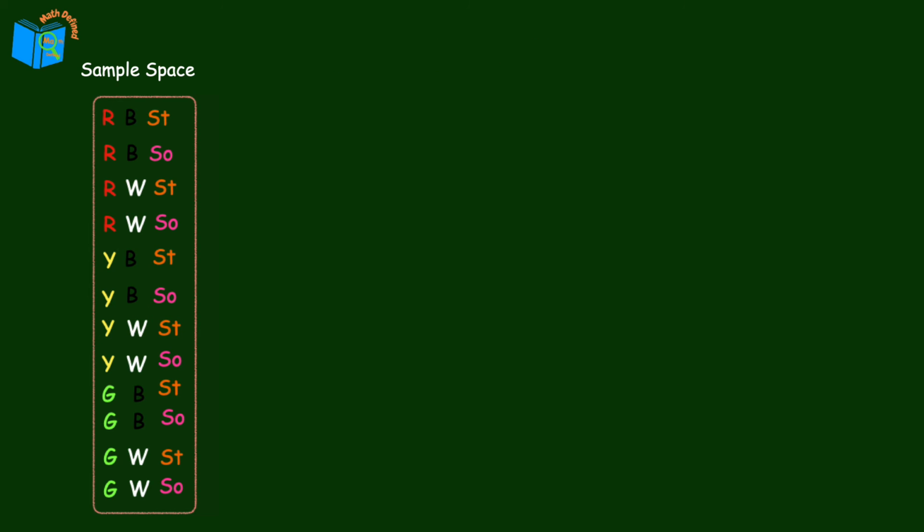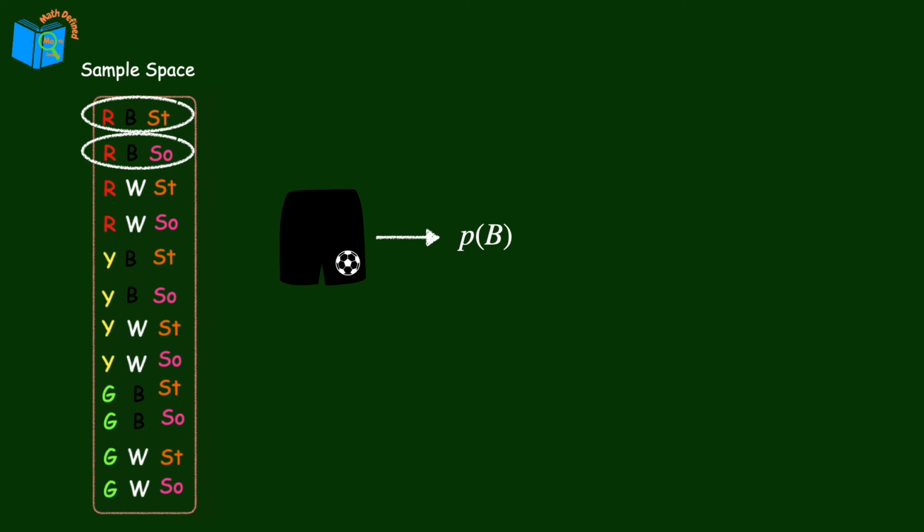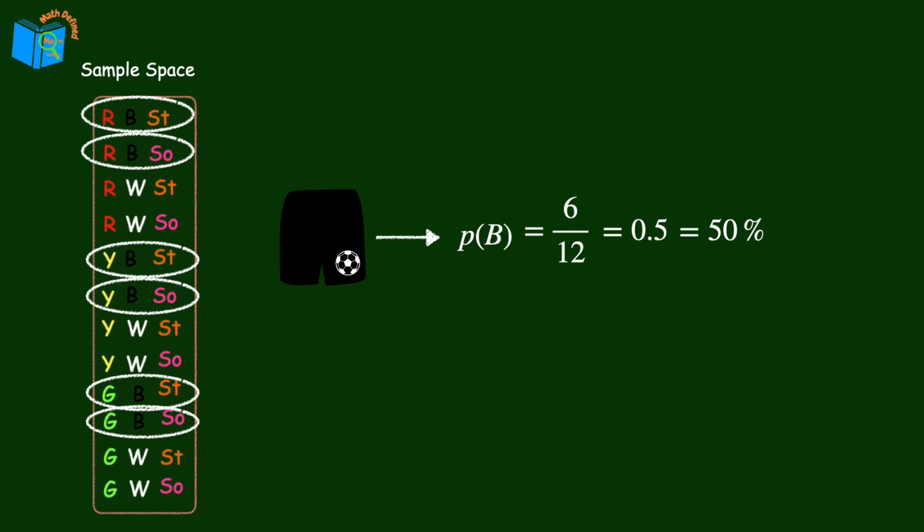But what if you only cared about getting black shorts? What would the probability be for that? Let's look at your sample space again. How many combinations include black shorts? 1, 2, 3, 4, 5, 6. I see 6 combinations. So the probability of getting black shorts is 6 out of 12, or 50%.